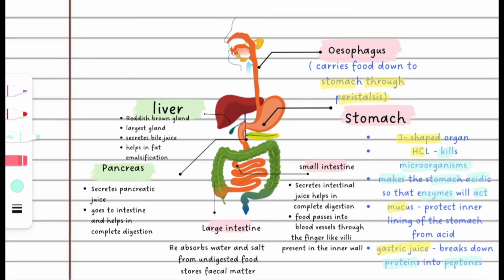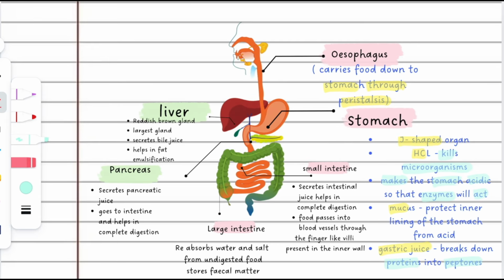Now after that food will pass into the small intestine. Small intestine is a long tube-like structure, but it is highly coiled. Due to being highly coiled, it seems like a very small structure. Okay, but that's not the right thing. It is a long tube-like structure, but it is highly coiled, right? Now inside the small intestine the complete digestion occurs. But how? Small intestine secretes intestinal juice that helps in complete digestion.